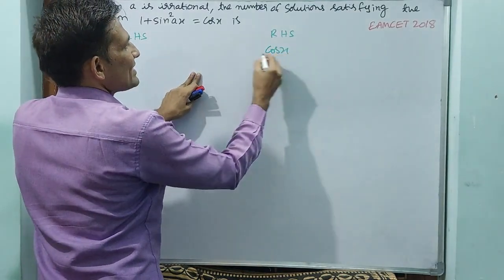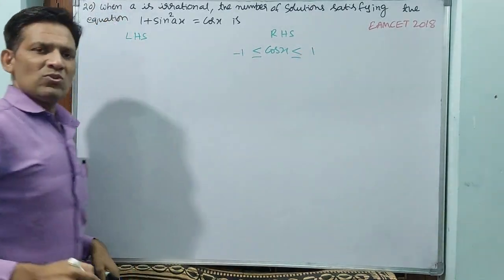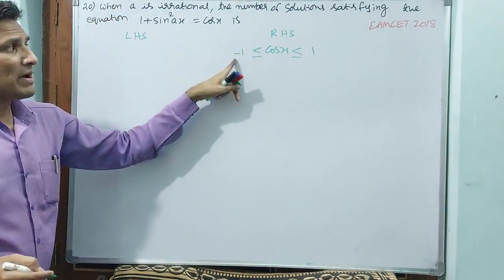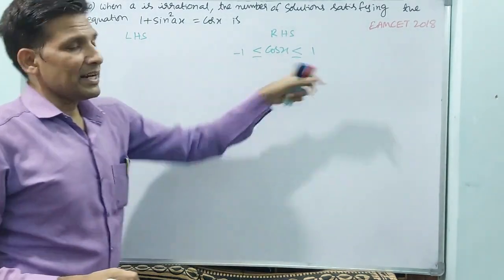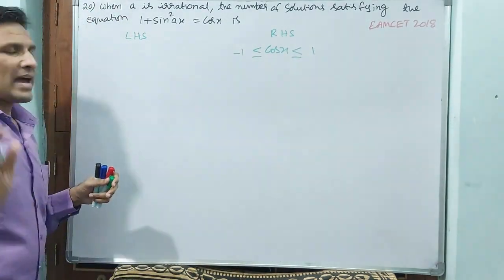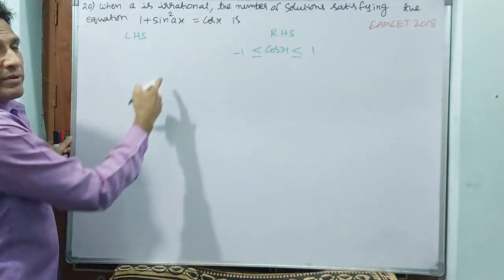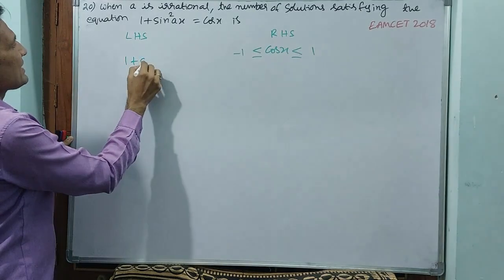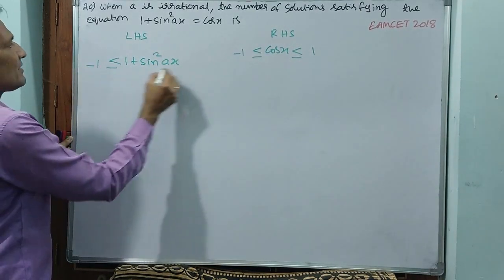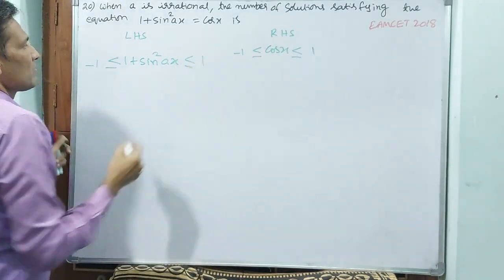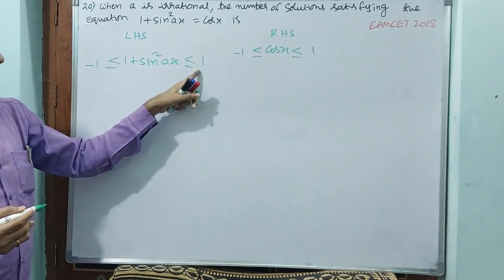Cos x is between minus 1 and 1. Is it okay? Definitely okay. Why? Because it may be minus 1, it may be 1, it may be 0 also. But less than minus 1 will not come. Greater than 1 also will not come. Okay, I accepted. This side also, when both are equal, what will be there? 1 plus sine square ax also should be greater than or equal to minus 1 and less than or equal to 1.